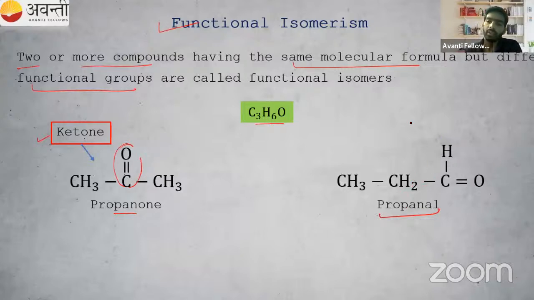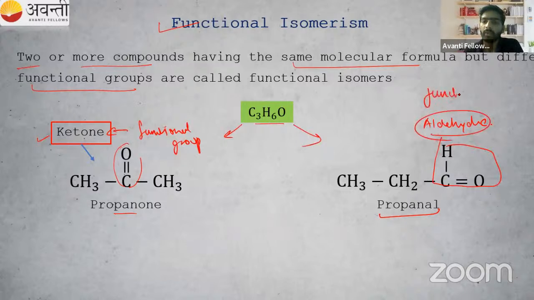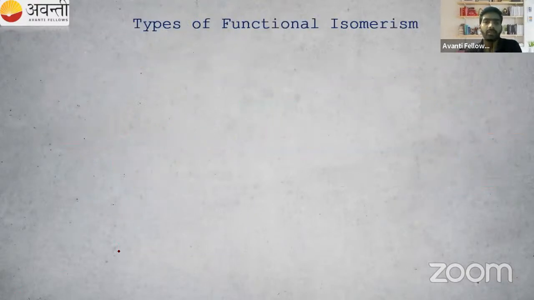And propanal, that means here CHO, this is your aldehyde group. But if we count the number of carbon, hydrogen and oxygen, what we will find is that in both compounds the carbon number is 3, hydrogen is 6, and oxygen is only 1. But what is changing here? The functional group. Keto is what? Functional group. And aldehyde is also your functional group. Understood?